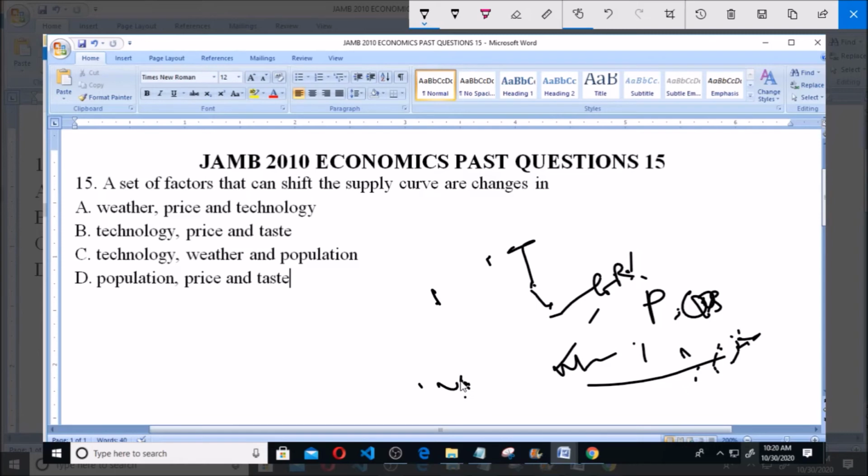So, a set of factors that can shift the supply curve are option A. Option A: changes in weather, price, and technology. That is the correct option.